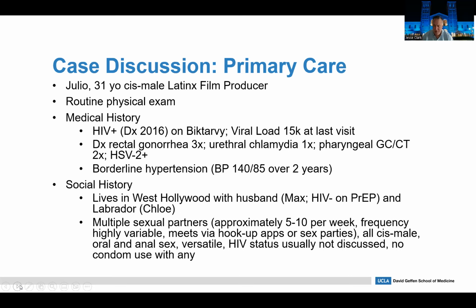All of his partners are cis male. He engages in both oral and anal sex with versatile role, both top and bottom. HIV status usually not discussed with his partners. He doesn't know their HIV status either. And he doesn't use condoms with any of his partners. Just doesn't even think about it. Next slide.